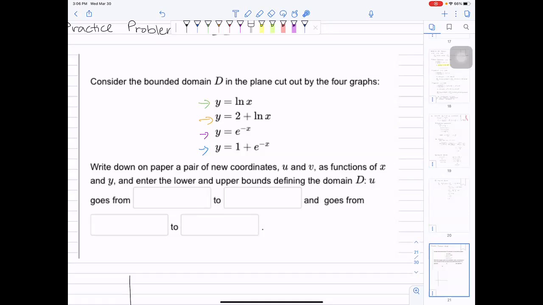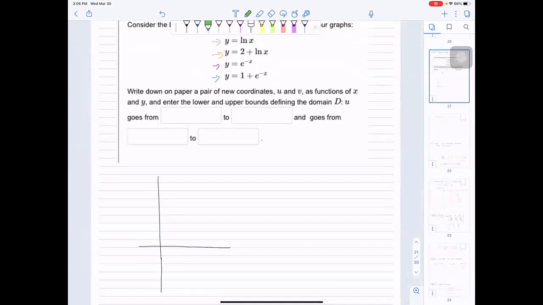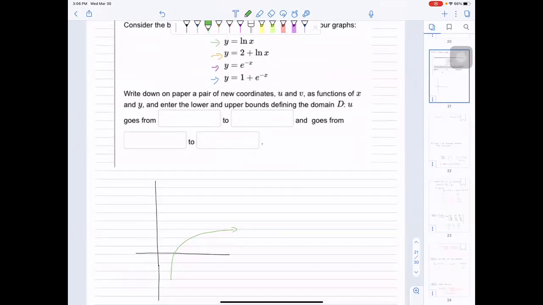Okay, so first, y equals natural log x is this curve here, the green curve. y equals 2 plus natural log x is the same curve, just shifted upwards. So e to the negative x is this purple curve. And then 1 plus e to the negative x is this curve. So our area right now is this shaded, highlighted region.